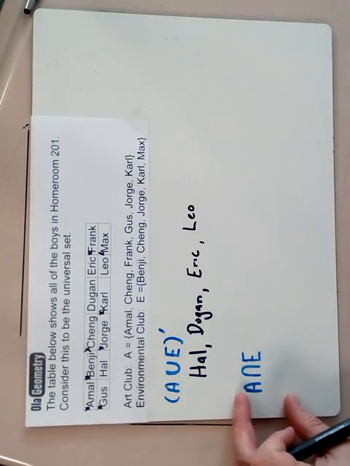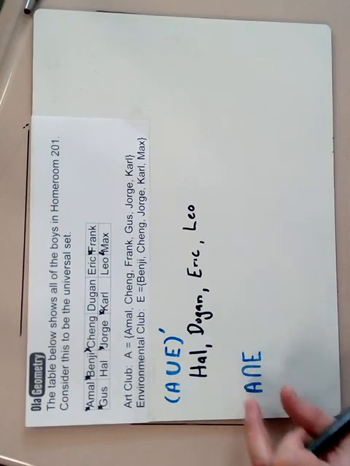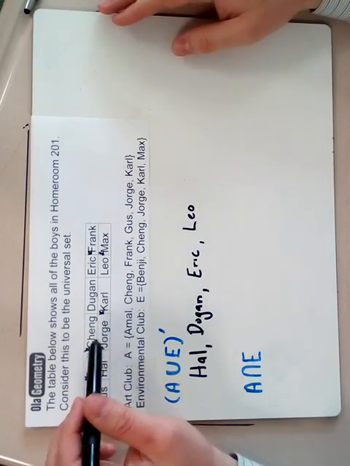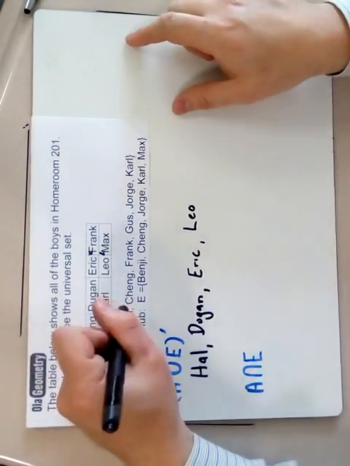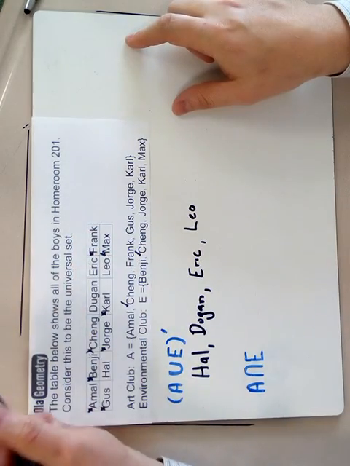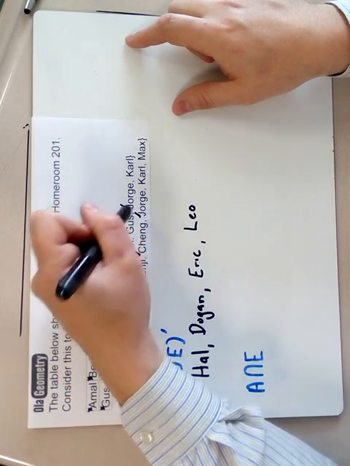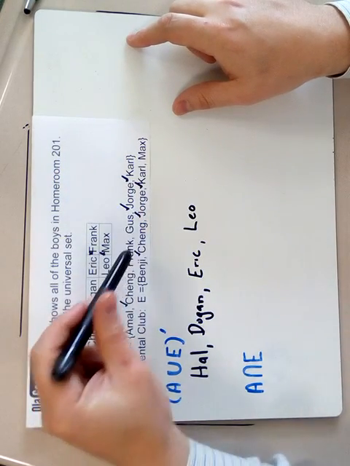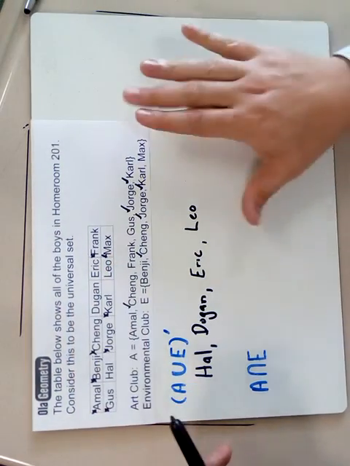Now I have A intersect E, or A and E, or what they have in common. So I look here and compare the two sets. I notice that Cheng is in both of them. And I notice that George is in both of them. And I notice that Carl is in both of them. I double check to make sure that I got everybody, and it looks like I did.